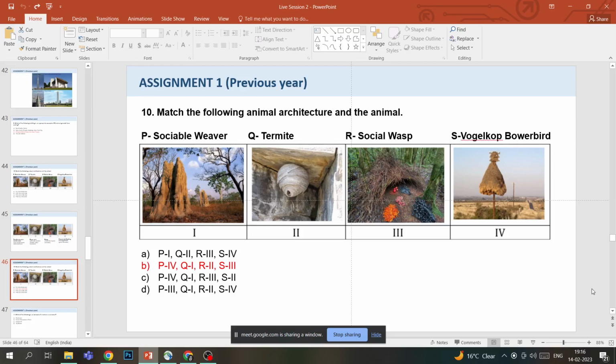Then we have Q as termite, and we have just understood that the first image is the termite mound or the termite tower, so Q goes with 1. And then R is social wasp, and we just learned that image 2 is a paper nest. It is built by a wasp, so R goes with 2. And then we have Vogelkop bowerbird, and the third structure is a bower made of sticks and grass, so S goes with 3. So the correct option is B.